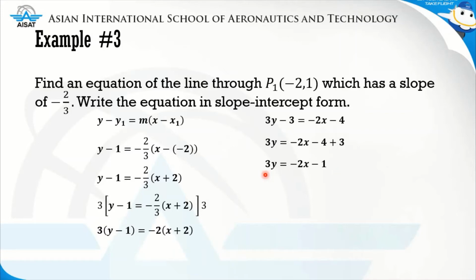Now dividing everything by 3, we'll have 3y over 3 is equal to -2x over 3 minus 1/3. And that will lead you to y is equal to -2/3 x minus 1/3. And this is the slope-intercept form of the equation of the line.